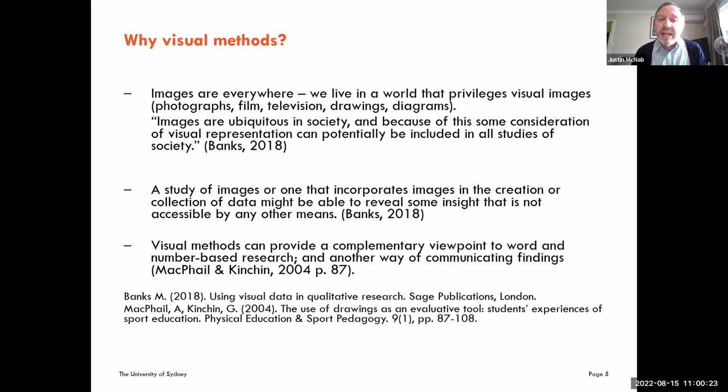So as you can see there, Banks, who has written a very good book on using visual data in qualitative research, says this: images are ubiquitous in society, and because of this, some consideration of visual representation can potentially be included in all studies of society. So we're just going to pad that out a bit more in this first introductory part of this lecture.